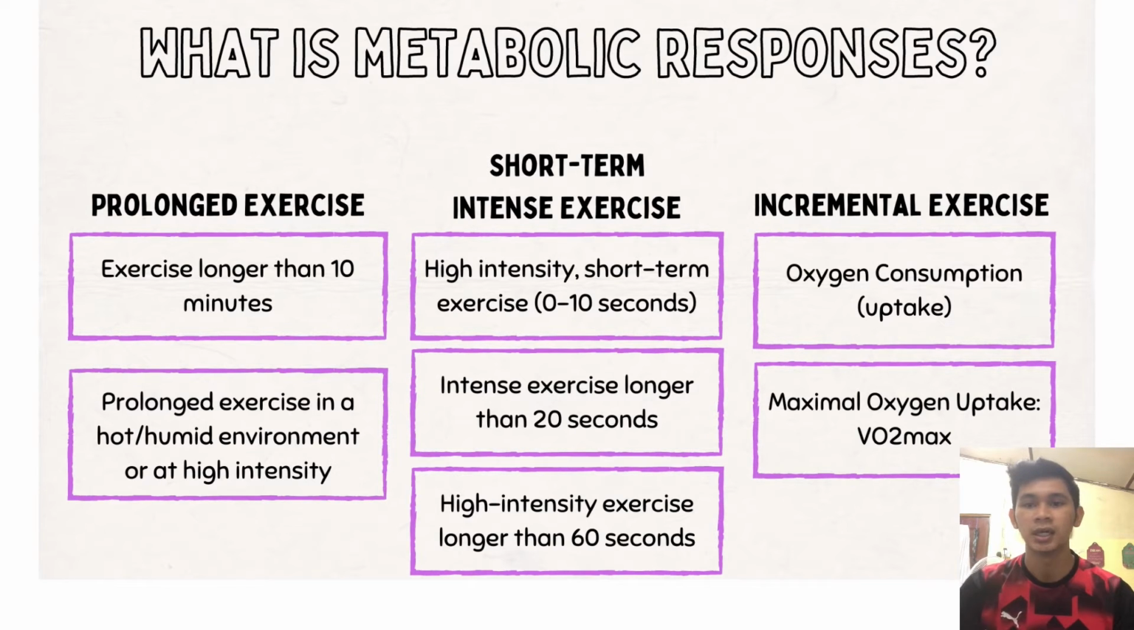Number one is high intensity, short term exercise of 0 to 10 seconds, which produces ATP through the ATP-PC system. Number two is intense exercise longer than 20 seconds, which produces ATP via anaerobic glycolysis. And the last one for short term exercise is high intensity exercise longer than 16 seconds, which produces ATP through the oxidative system.